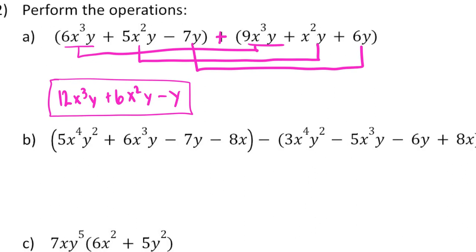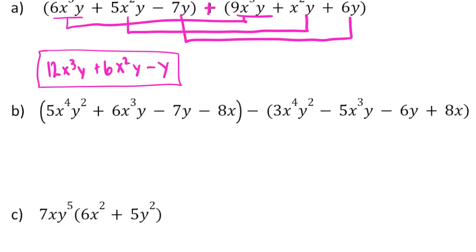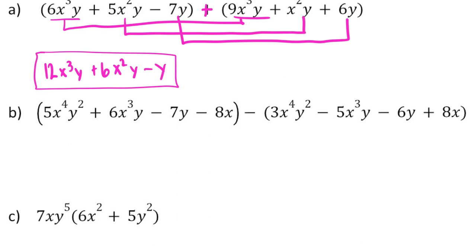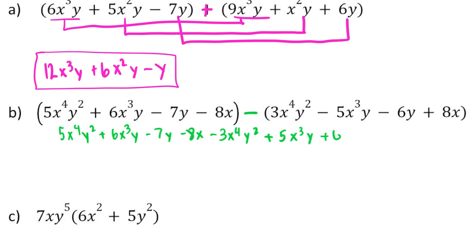Subtracting the polynomials can be a little bit harder because we need to make sure that this subtraction goes to the entire back polynomial. That entire back polynomial is being subtracted. So the way I personally like to do it is I will rewrite my expression with that subtraction sign distributed through. So I'm going to subtract 3x to the fourth y squared. A negative times a negative becomes a positive, so that's like we're adding 5x cubed y. Same thing with the 6y. We're going to add the 6y, and we're going to subtract the 8x.